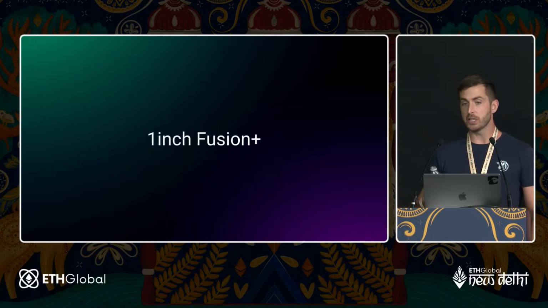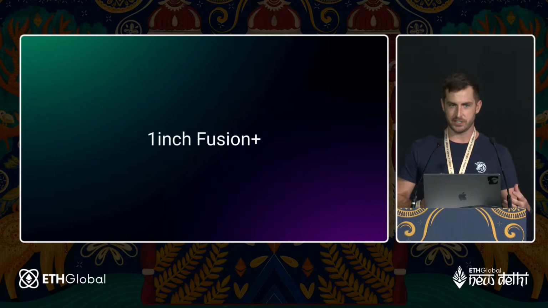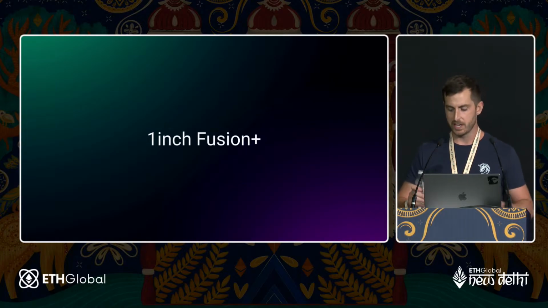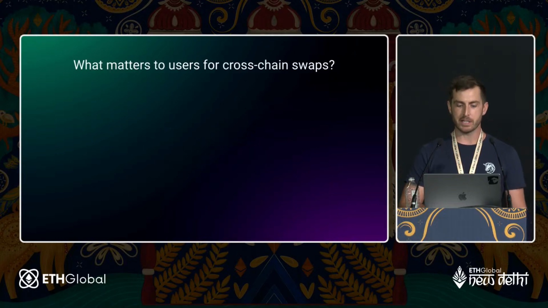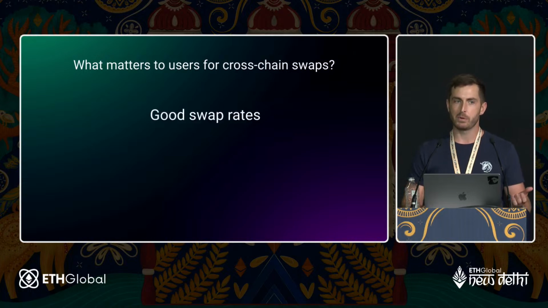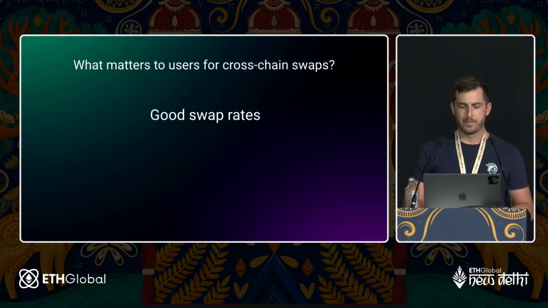So this brings us to Fusion Plus, which is an addition onto our Fusion protocol, which we just went over. This is the cross-chain edition of Fusion. And when we were building this, we were asking ourselves, what really matters to users for cross-chain swaps? The first thing that we thought about was rates, because that's our bread and butter. We want users to have the best rates possible for swapping across chains.